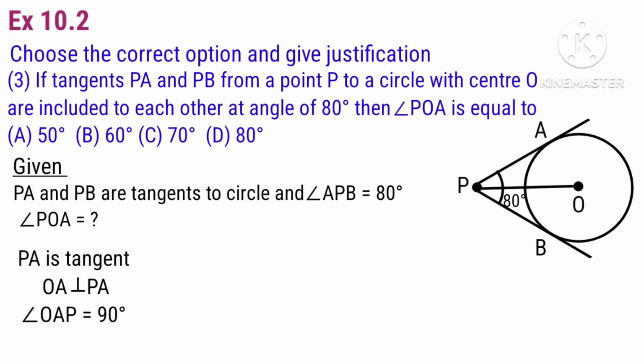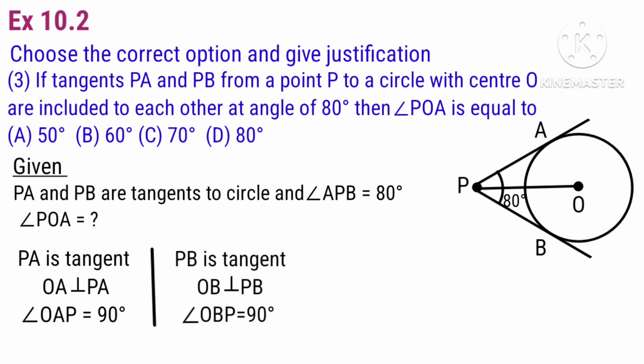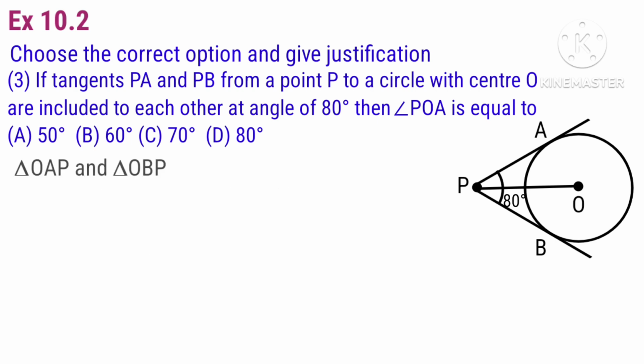Therefore, we can write it as angle OAP is 90 degrees. Similarly, PB is a tangent, so OB is perpendicular to PB. So therefore, we can write it as angle OBP is 90 degrees. So we have two right angle triangles here, triangle OAP and triangle OBP.